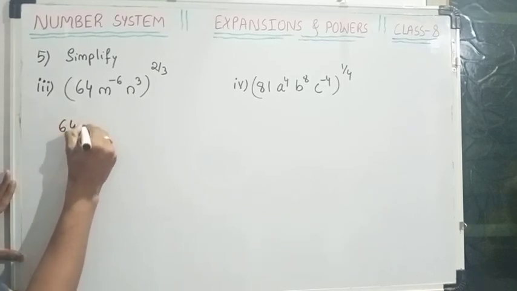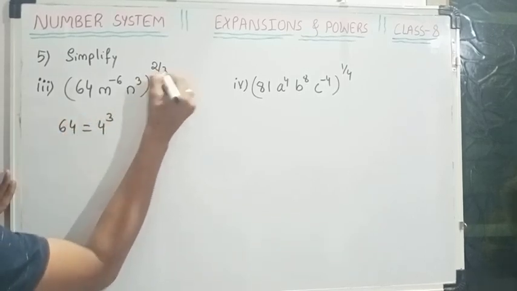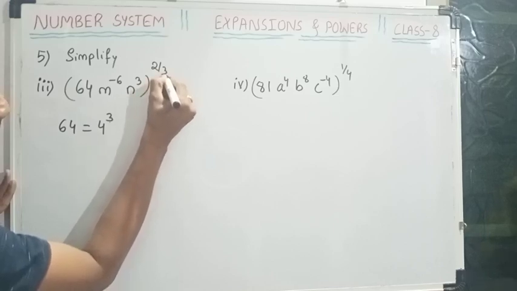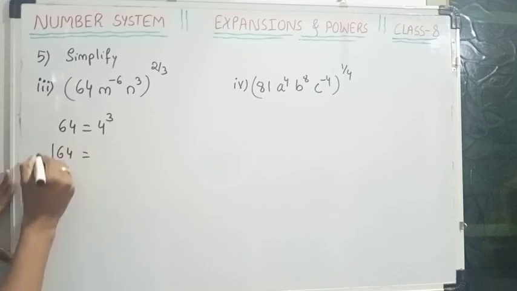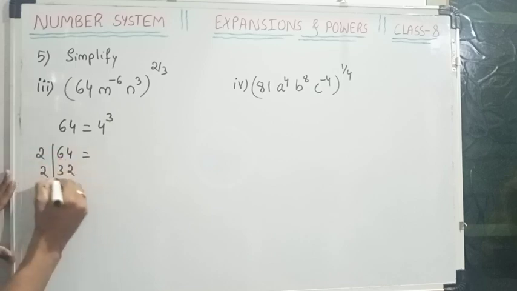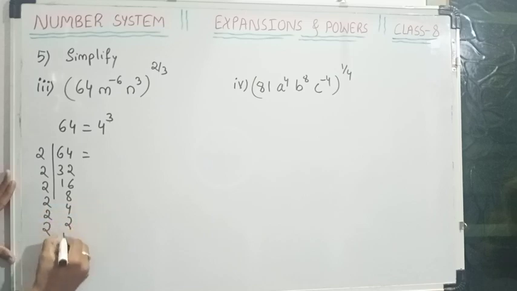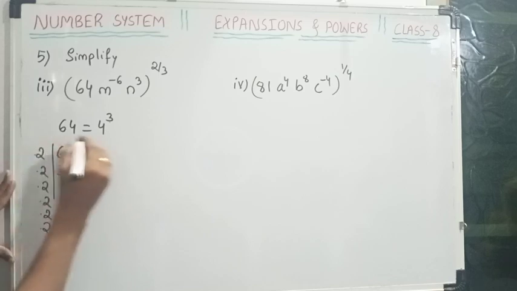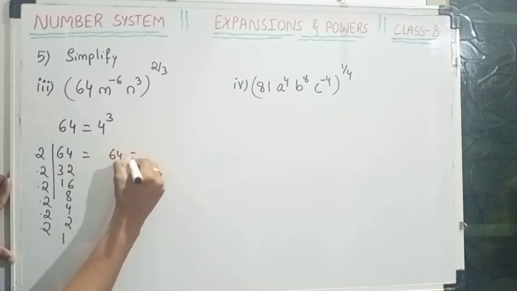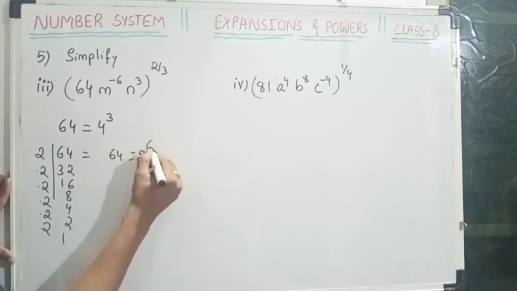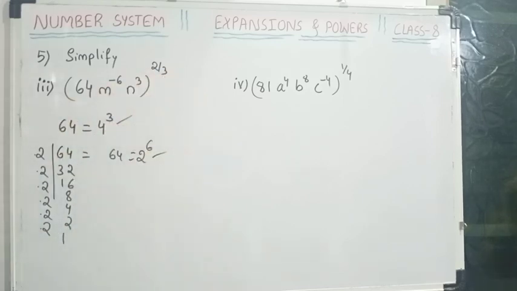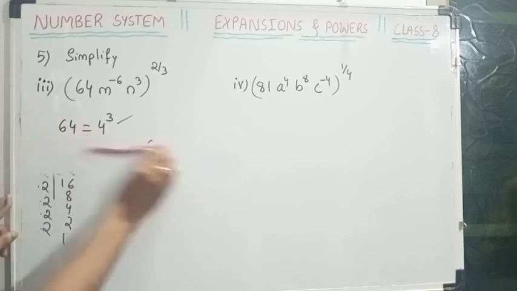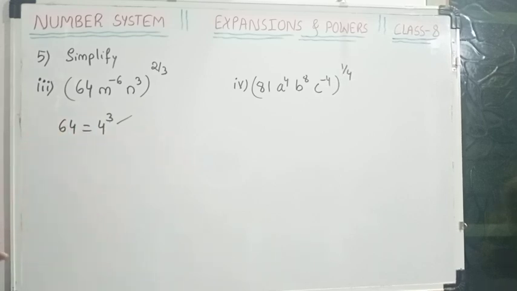64 m to the power minus 6 n cube raised to the power 2 by 3. 64 can be written as 4 cube. Why am I writing 4 cube? Because the power 2 by 3 is there. We know that 64 can be written as 2 thirty-twos, 2 sixteens, 2 eights, 2 fours, 2 twos, 2 ones, which is 2 to the power 6. It is divisible by 3 also, so we can take either 4 to the power 3 or 2 to the power 6. Anything I can take.